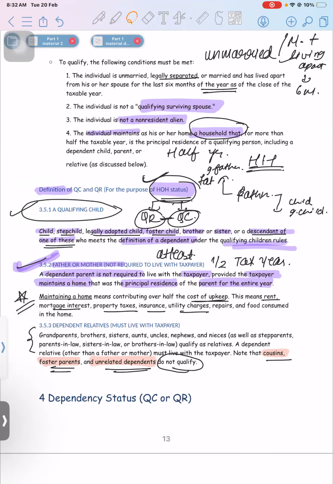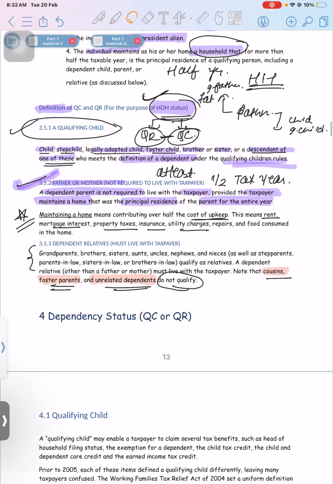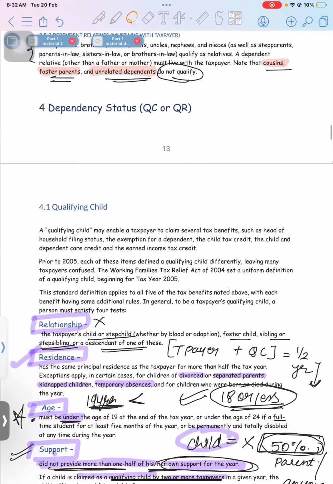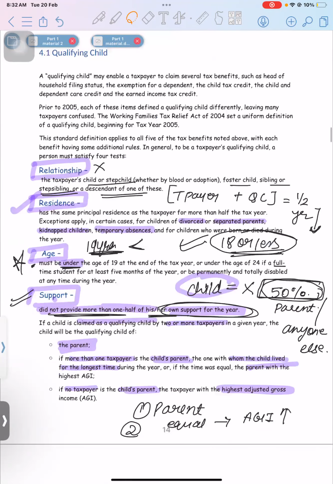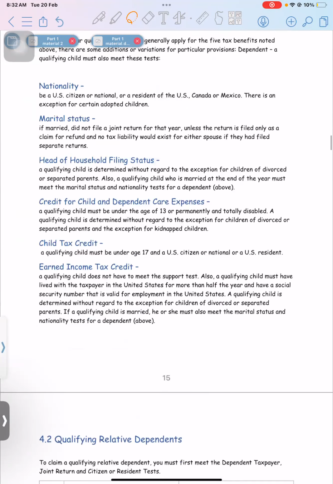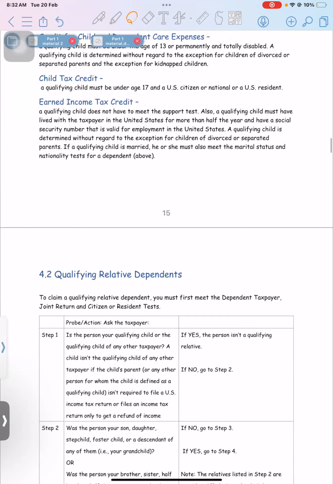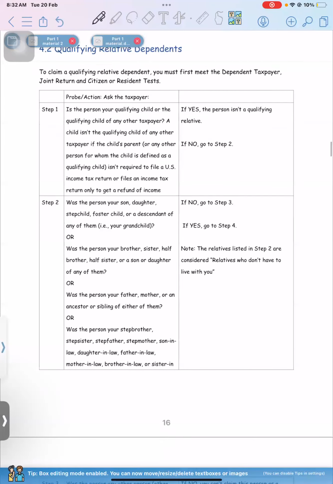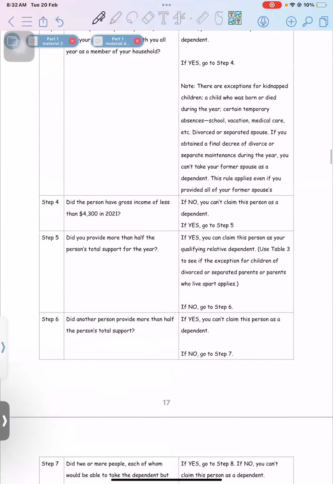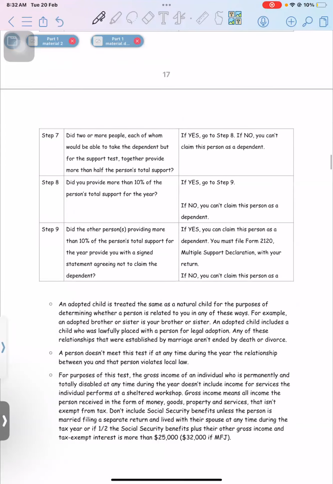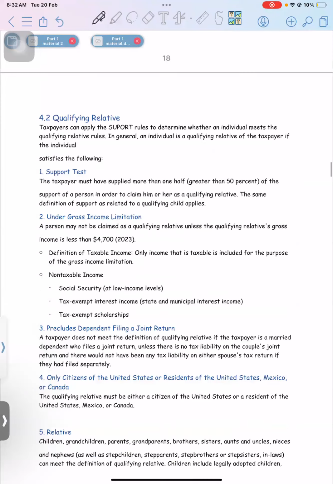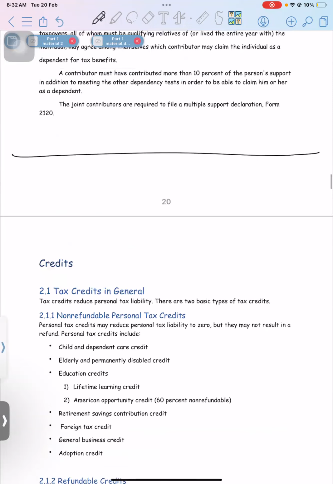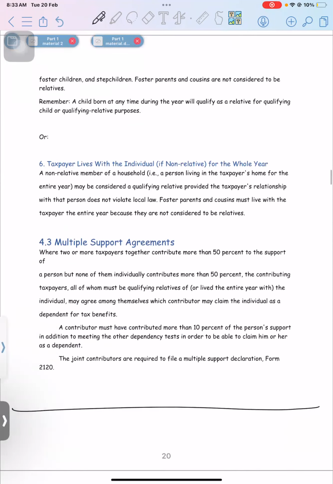Okay, then I'll end today's session. Tomorrow we'll have one more lecture where I'll complete the remaining topics. There are some additional rules for qualifying relative and dependents. There is a small table to remember, an easy way to remember how you can go for qualifying child and qualifying relative. And yes, multiple support arrangement is there. Only this much is there for the first chapter, then the credits chapter will start. So tomorrow we'll complete the first chapter.